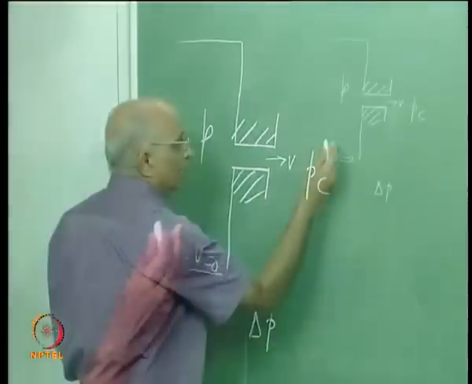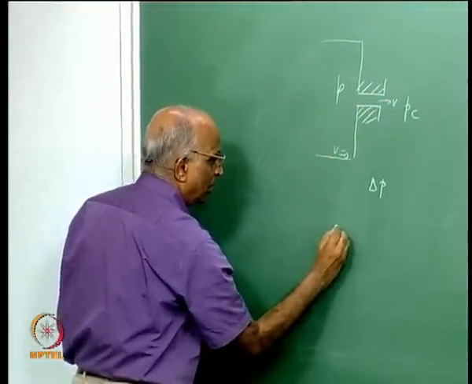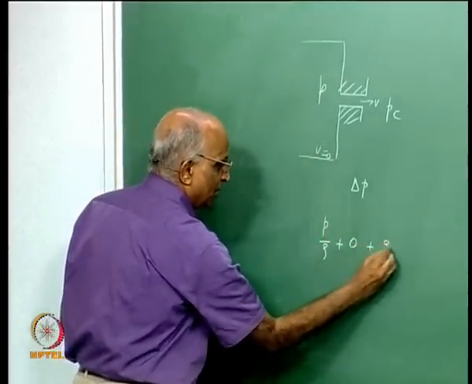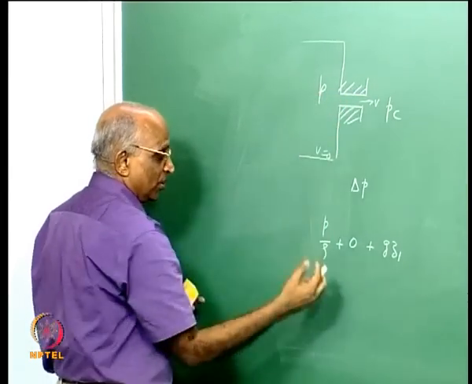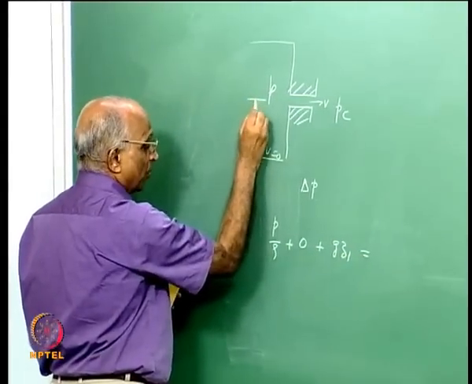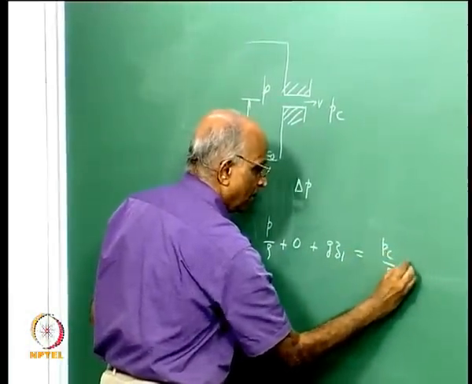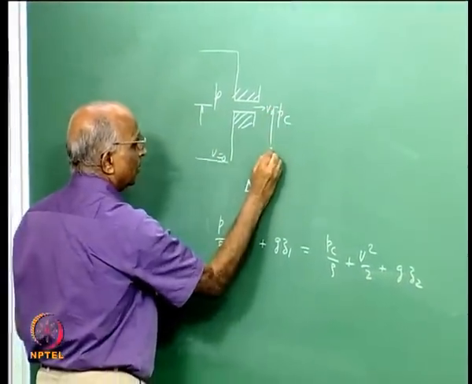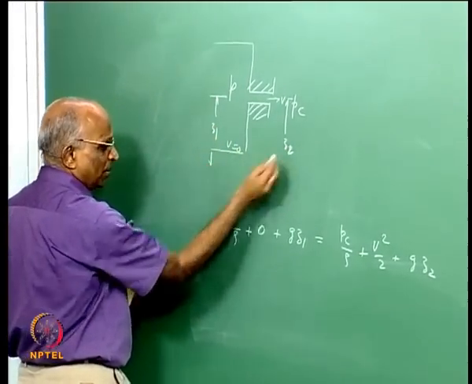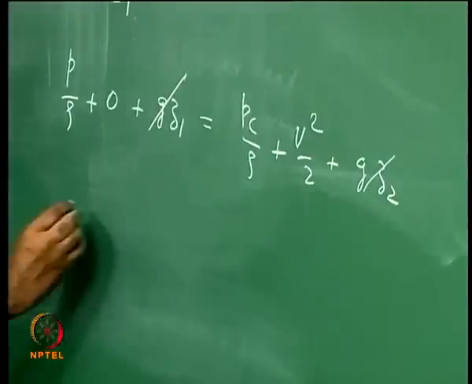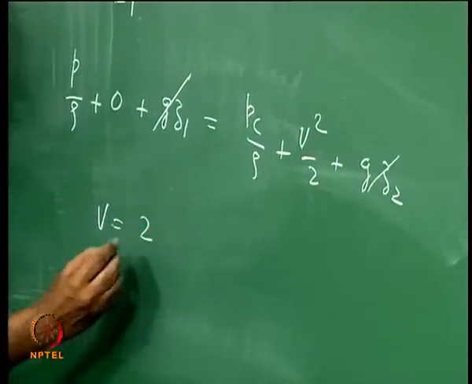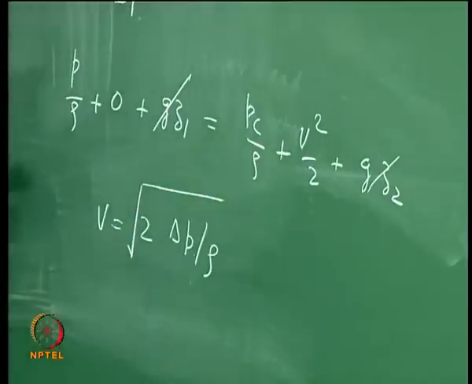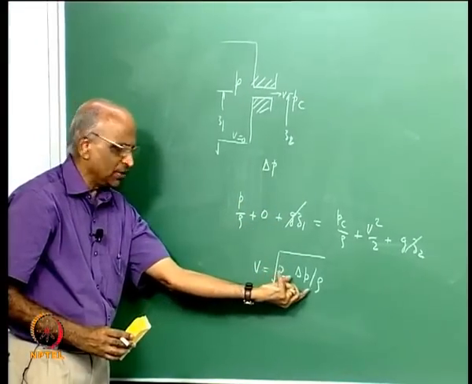I use the Bernoulli equation. The flow is liquid, with small values of velocities, therefore it is incompressible. Therefore I have P by rho plus V1 squared by 2, which is 0, plus g Z1, the potential energy. The value here is Pc by rho plus V squared by 2 plus g Z2. I can take Z1 equal to Z2 because there is not much change in height, and therefore I immediately get V squared equal to 2 into (P minus Pc) by rho, that is 2 delta P by rho.